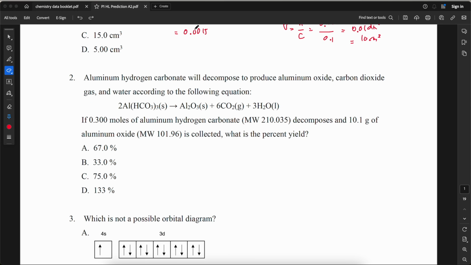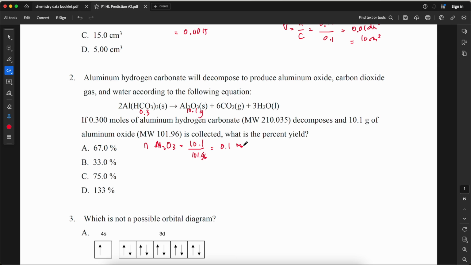Aluminum hydrogen carbonate will decompose to produce aluminum oxide, carbon dioxide gas, and water according to the following equation. If 0.3 mole of aluminum hydrogen carbonate decomposes and 10.1 gram of aluminum oxide is collected, what is the percent yield? So we can find out the mole of aluminum oxide: 10.1 divided by 101.96. I know you guys are not allowed to use a calculator, but you can do it approximately. That would be 0.1, right?